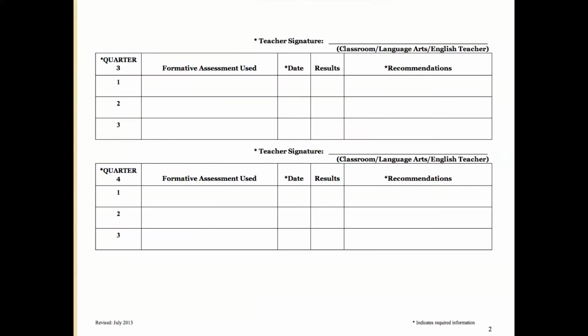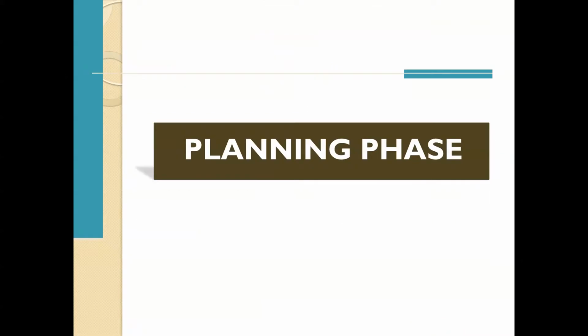This is page 2 of Attachment B, used for quarters 3 and 4. Now the planning phase of the ILLP will be discussed.